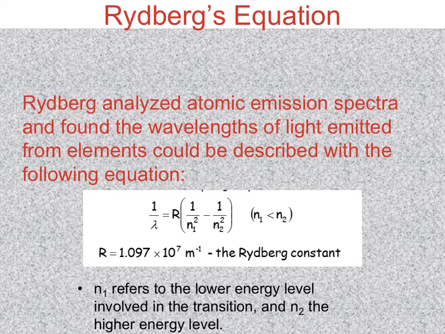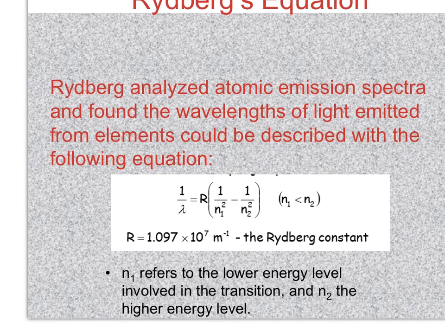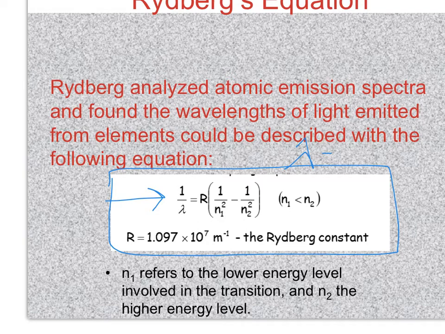So the first kind of quantitative mathematical equation we're going to tackle is something called the Rydberg equation. So Rydberg came up with a mathematical equation that can estimate the properties of the light emitted by excited electrons. And here's his equation shown right here. So let's make sure we understand the different parts of it. Lambda, of course, that's wavelength.